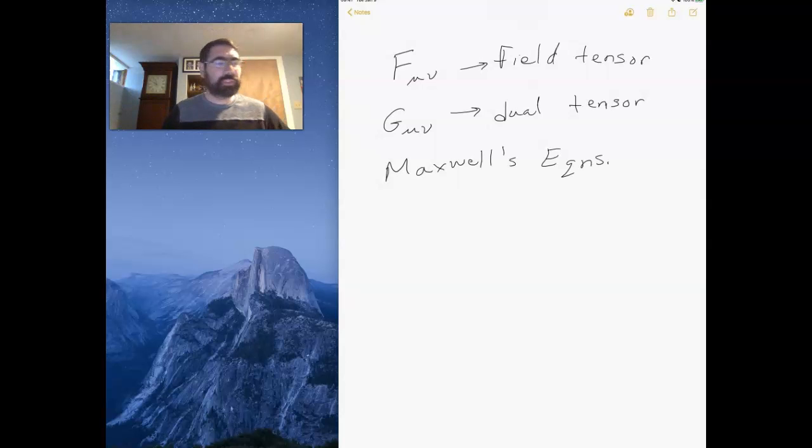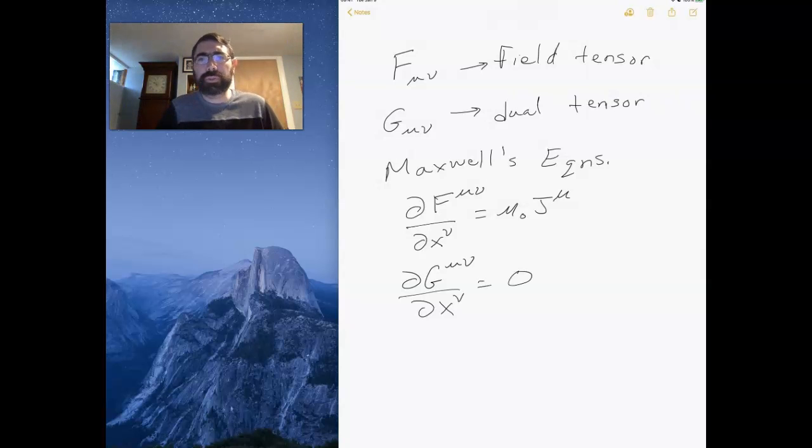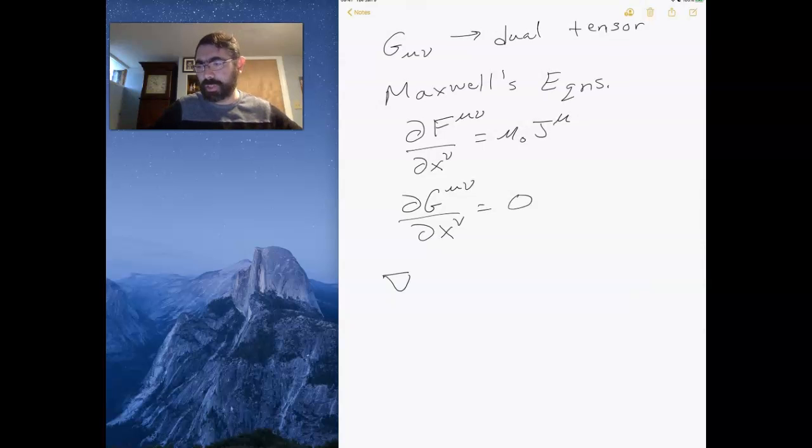Maxwell's equations now in tensor notation are: the derivative of F^μν is equal to the current density, and the derivative of the dual tensor is equal to 0. So now we have reduced the 4 Maxwell's equations into 2 Maxwell's equations. So I'll write down the old way we used to write it. So the old notation was this right here.